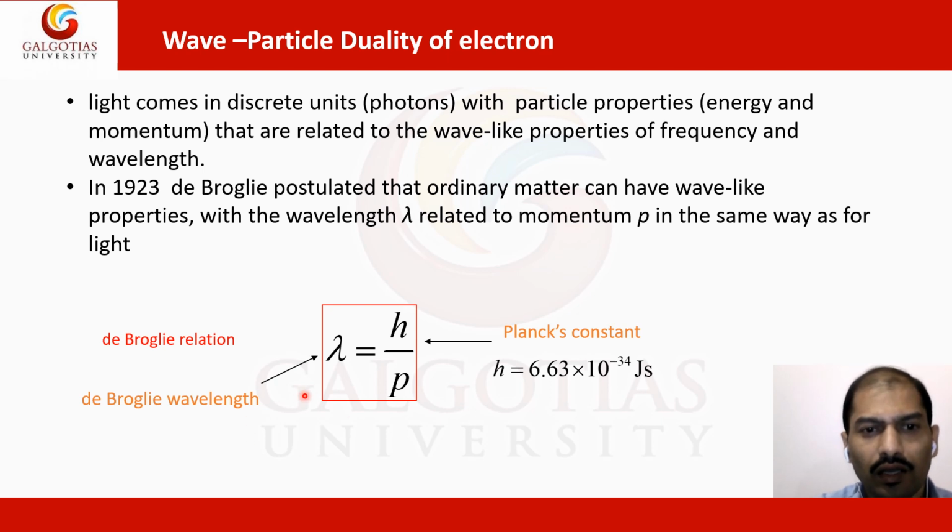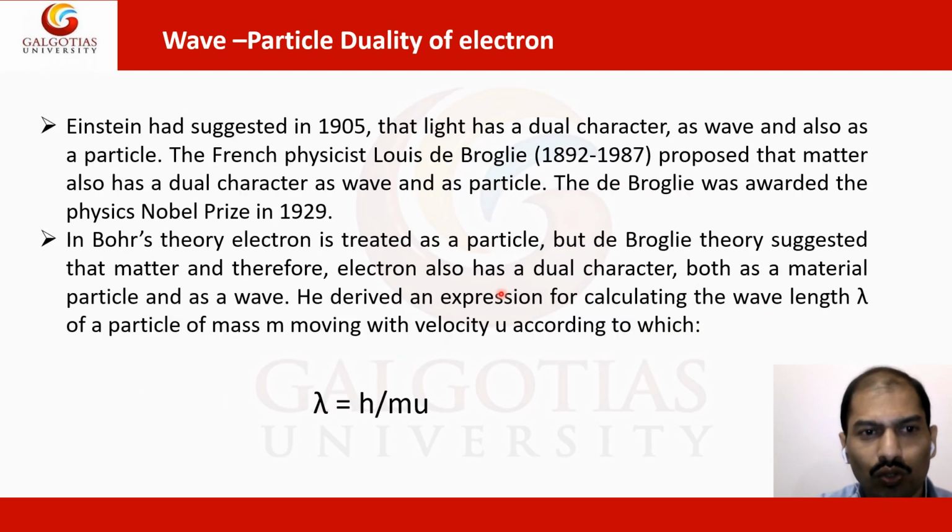Here h is the Planck's constant and p is the momentum. If you simplify, momentum can be written as mass times velocity, mv. So if you see the relationship among them, this can be further extended.